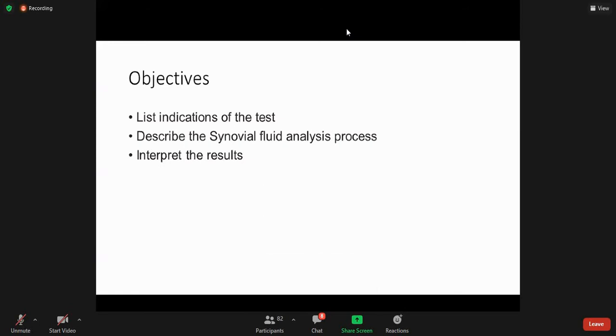Then the second objective is that you should be able to describe the synovial fluid analysis process. That's a practical thing. I hope that you will also be taught this in skill lab. And then the most important is to interpret the results. How will you interpret the results? Okay?